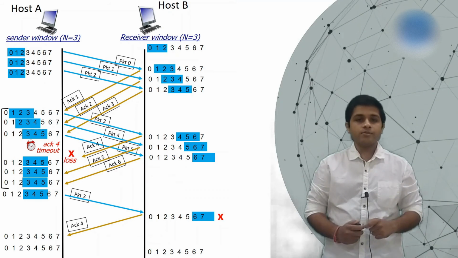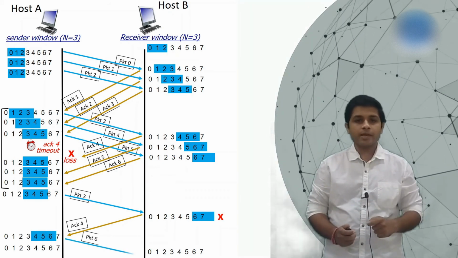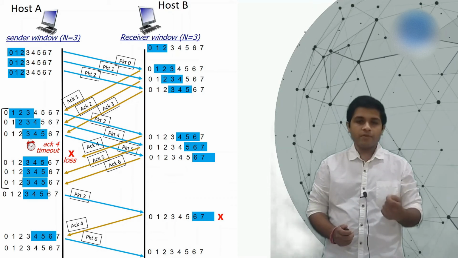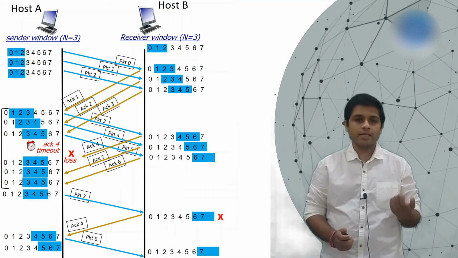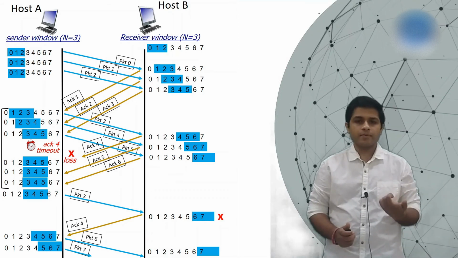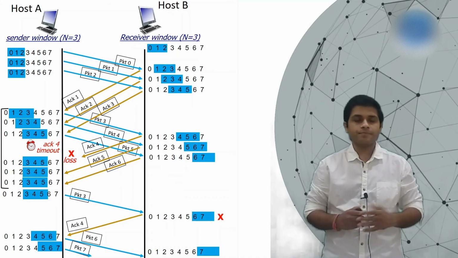As A receives acknowledgement 4, the window will slide, so A will send the next packet, which is packet 6. B will receive packet 6, so its window will slide and A will send the next packet, which is packet 7. So this is how selective repeat works when the acknowledgement is lost.